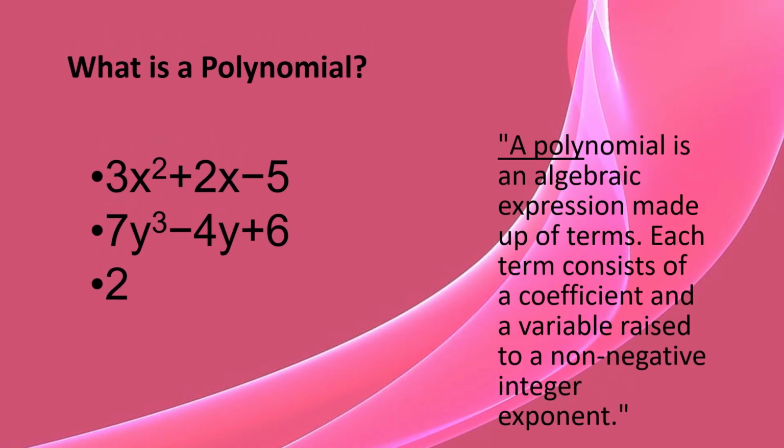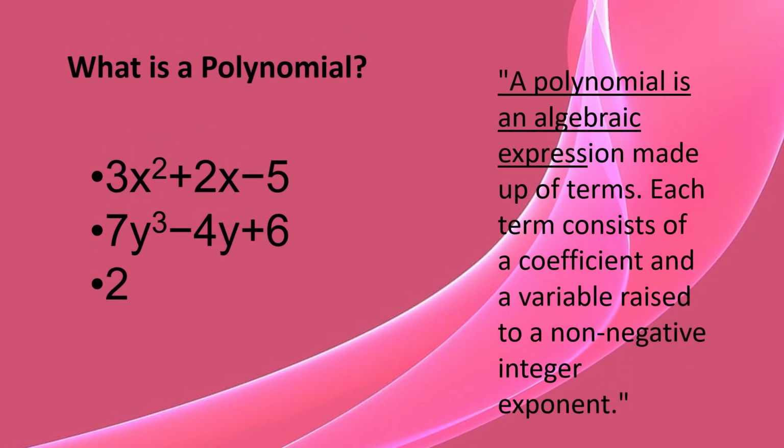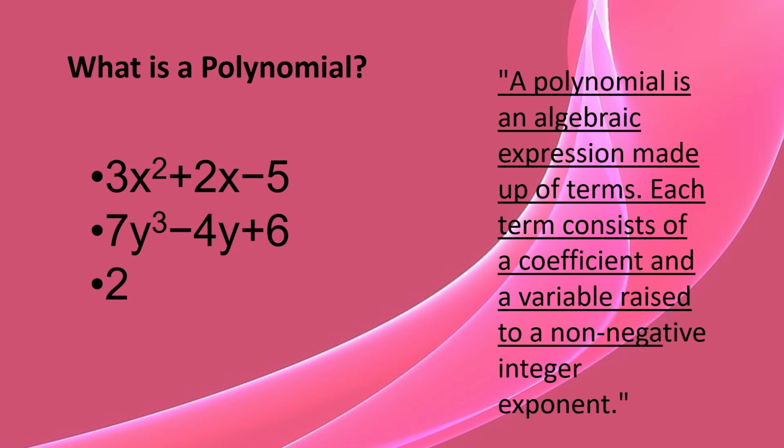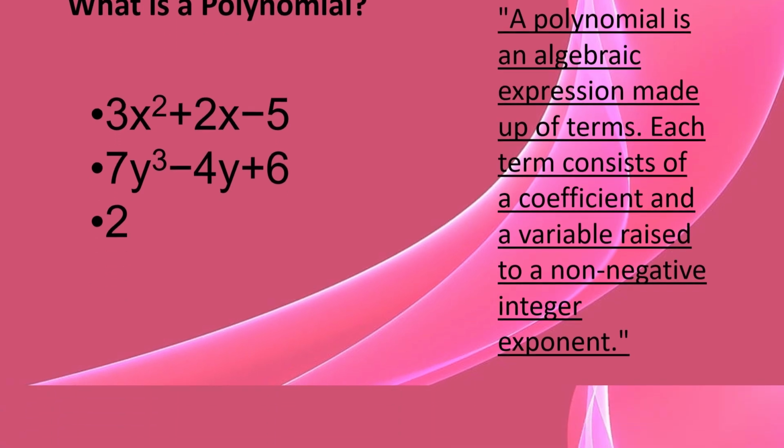Let's begin with what a polynomial is. A polynomial is an algebraic expression made up of terms, where each term consists of a coefficient and a variable raised to a non-negative integer exponent. For example, 3x squared plus 2x minus 5, 7y cubed minus 4y plus 6, and 2. We can consider 2 as a polynomial of degree 0.